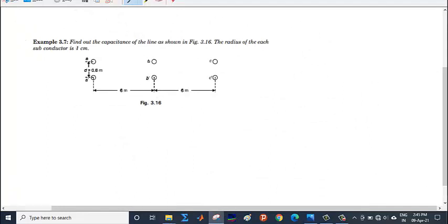I will give you one homework numerical. Find out the capacitance of the line as shown in the figure. The radius of each subconductor is given to be 1 centimeter, and the distance between subconductors is 0.6 meters. You need to calculate first dm. Dm will be very simple. It will be cube root of 2 into 6, and then ds will be equal to square root of 6 into this radius, that is 1 into 10 to the power minus 2. After that, you can use the formula 2 pi epsilon over ln of dm by ds, and that will give you the capacitance.